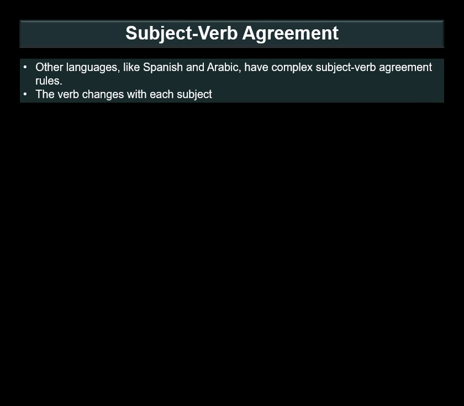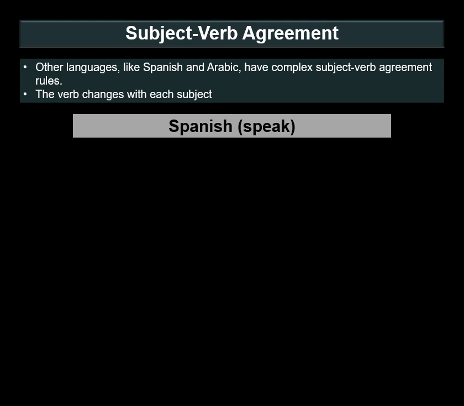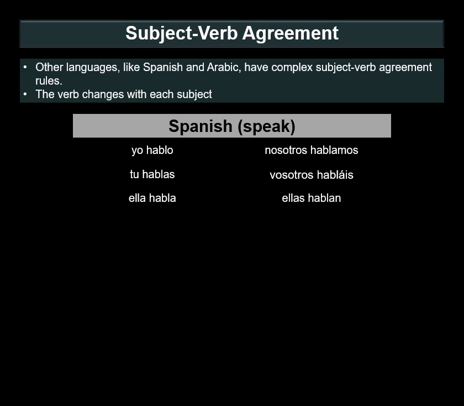Other languages like Spanish and Arabic have very complex subject-verb agreement rules. The verb changes with each subject. So, for example, Spanish, speak. The verb is hablar. But, depending on the subject, you say, yo hablo, tú hablas, ella habla, nosotros hablamos, vosotros habláis, ellas hablan. So every subject has a different verb form.